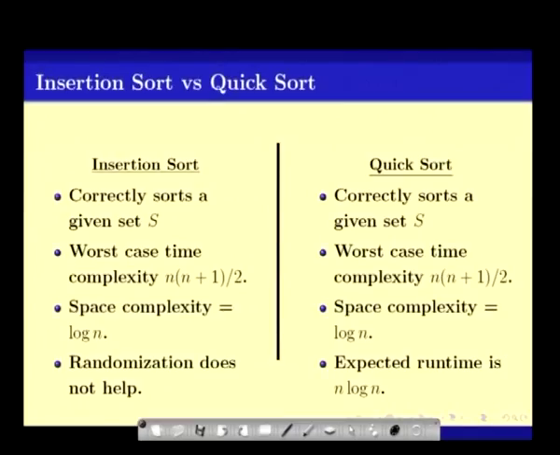Here is a comparison between insertion sort and quicksort. Both of them correctly sort a set. The worst case running time in both is the same. The space complexity in both is the same, but while insertion sort cannot make use of randomization to improve itself, quicksort can do a lot better. Using randomization, it can push its expected running time down to n log n.